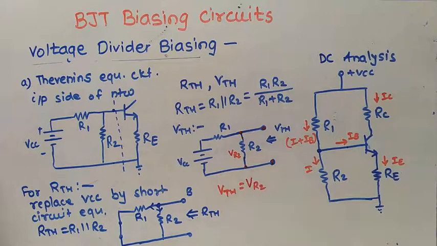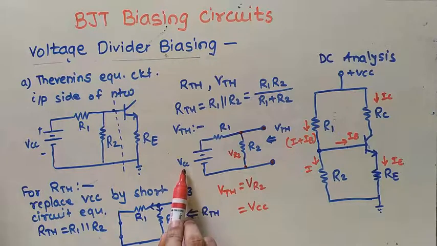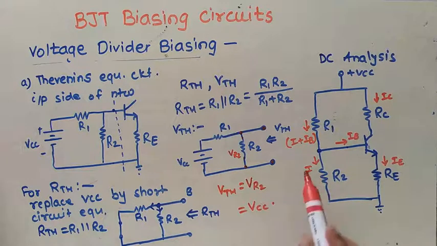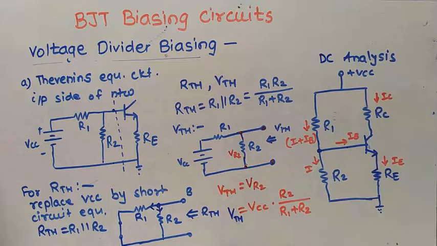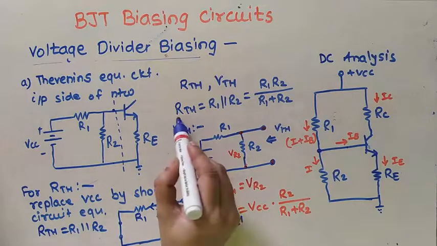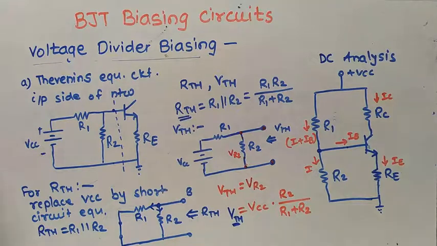So VTH is equal to VR2, which by the voltage division rule is the total voltage in the network, VCC, times resistor R2 divided by R1 plus R2. This is our VTH, the Thevenin's open circuit voltage, along with Thevenin's resistance RTH. And then we can see the next step.